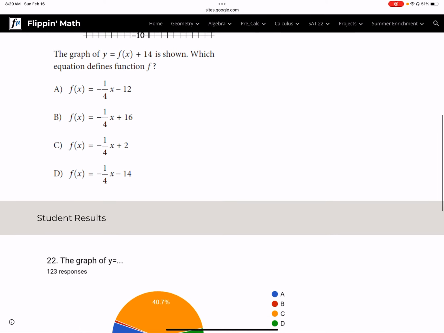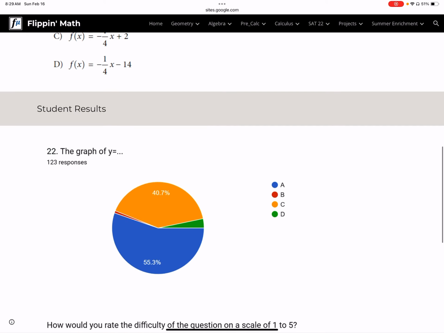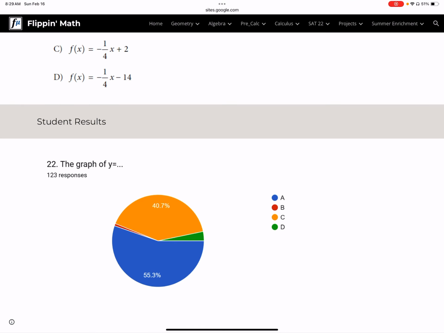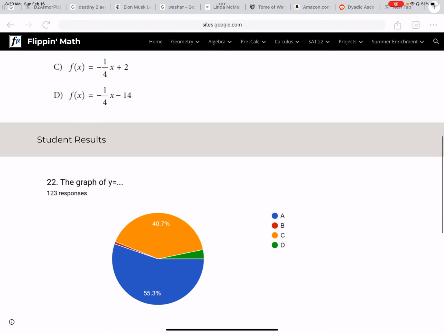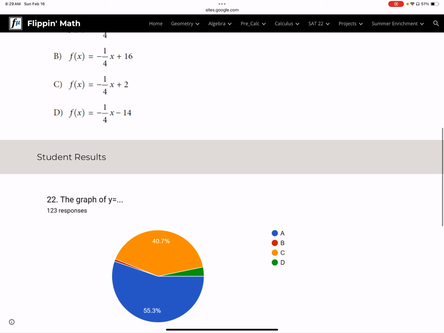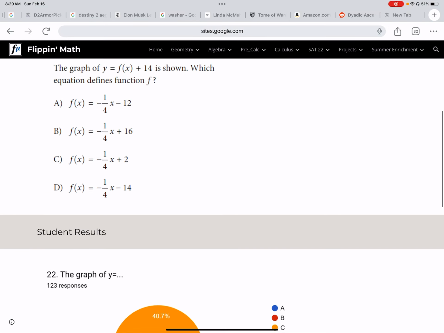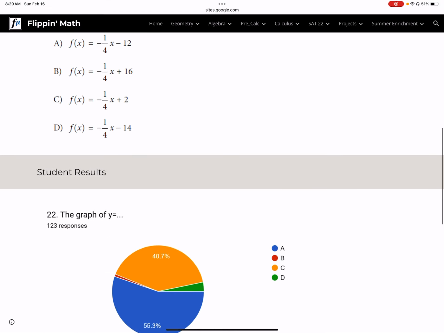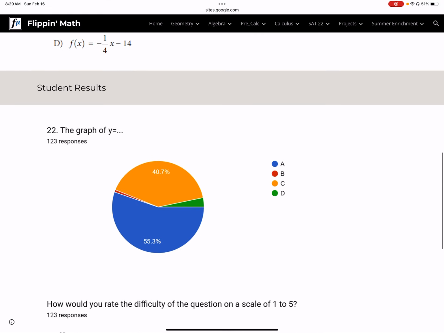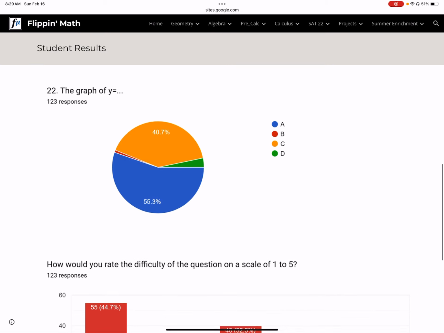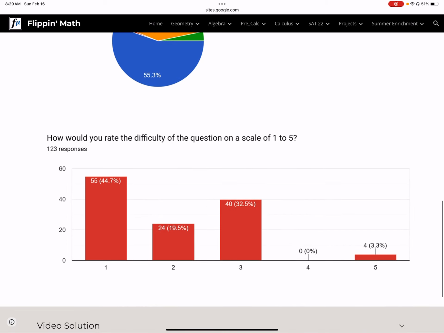How did we do on this question? Well, it was almost split between two answers, almost half and half. But the actual answer choice A won out just by a narrow margin, 55.3%. And answer choice C, we're going to get to the bottom of why so many people chose answer choice C here.